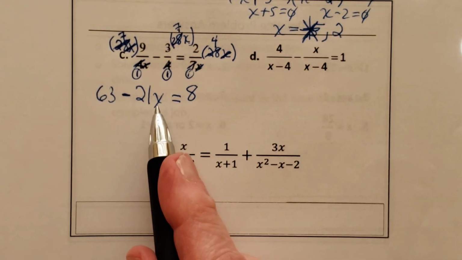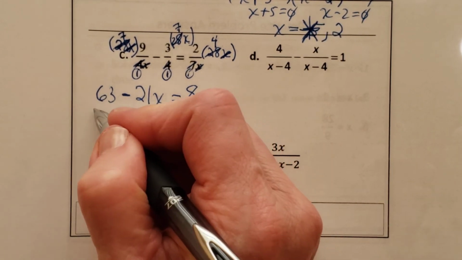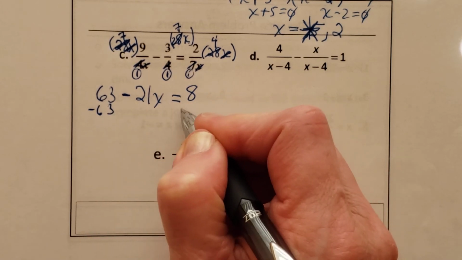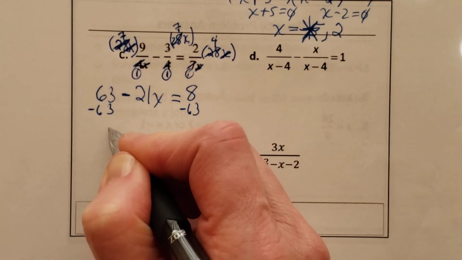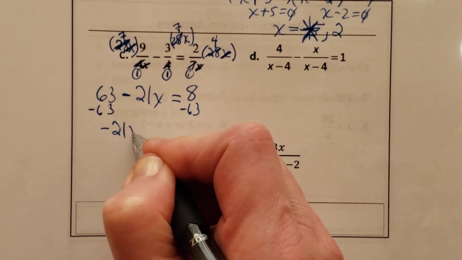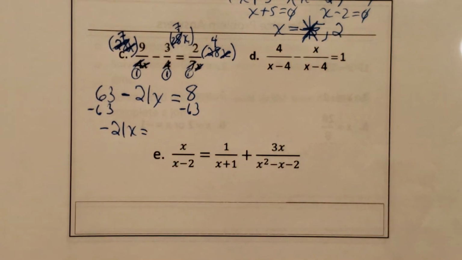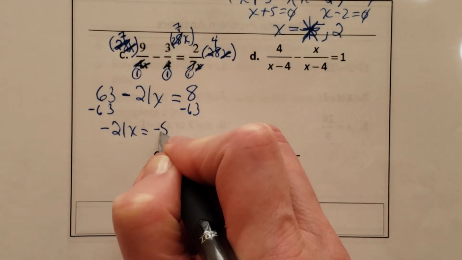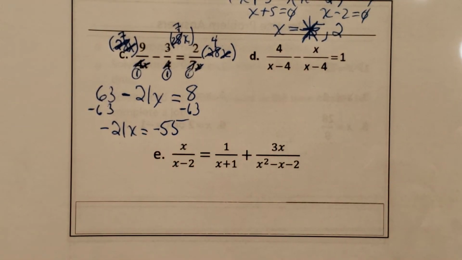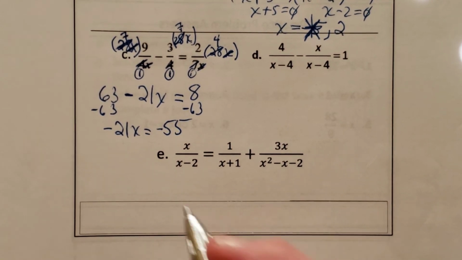All right, we want our x by itself. So we want to get rid of positive 63. The only way to do that is to subtract 63. So we have negative 21x is equal to, in my calculator I'm typing in 8 minus 63, and I get negative 55. And that doesn't divide evenly. It's a fraction.